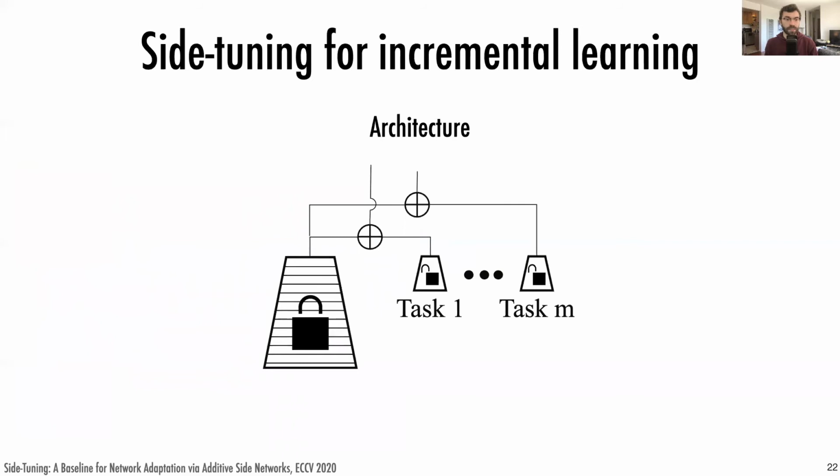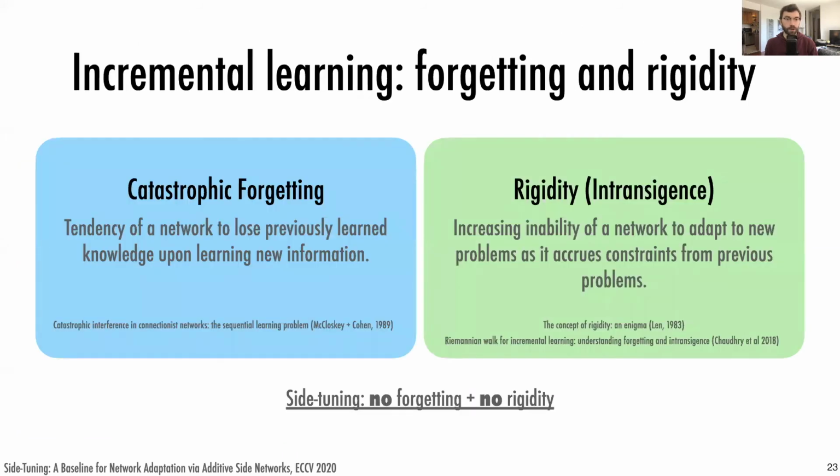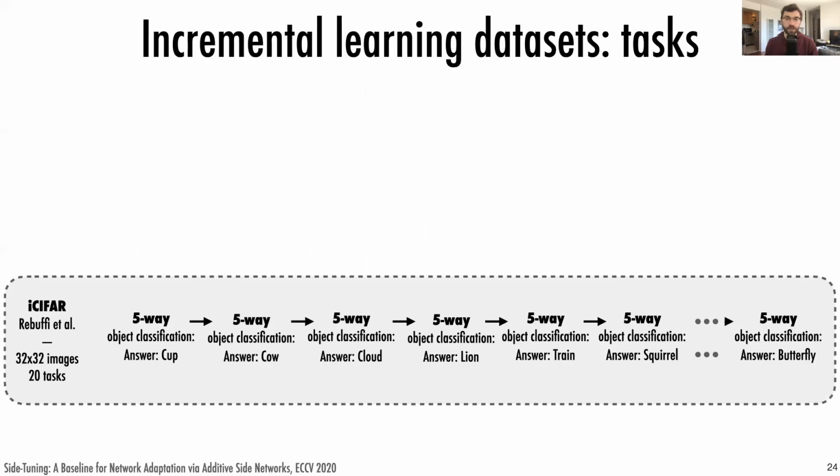We simply extend side tuning to add a new network for each additional task. This prevents forgetting and rigidity, and we test this in the standardized CIFAR environment, which is a partitioning of CIFAR-100 into a sequence of 20 5-way classification tasks.